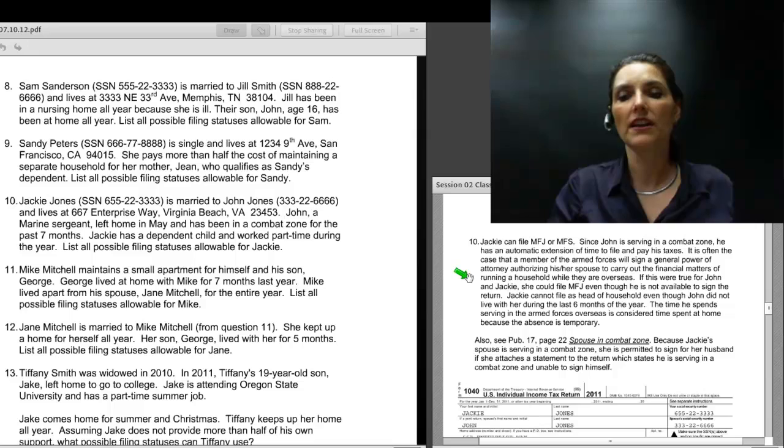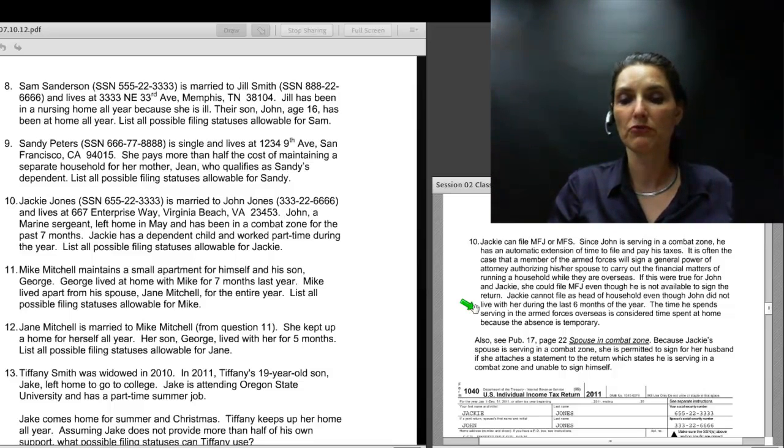If this were true for John and Jackie, she could file married filing joint even though he is not available to sign the return. Jackie cannot file as head of household even though John did not live with her during the last 6 months of the year, because the time he spends serving in the armed forces overseas is considered to be time spent at home.